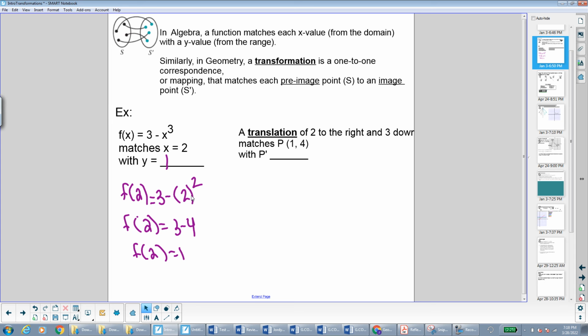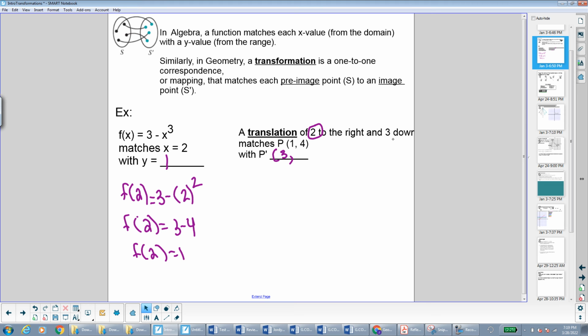Similarly, with our transformation, we can find the image point that corresponds to the pre-image that's given. So here we have a translation of 2 to the right and 3 down, and we need to find what the image of the point (1, 4) would be. 2 to the right means we're adding 2 to the x-coordinate because we're moving 2 more towards the positive numbers. So 1 plus 2 would give us 3 for our new x-coordinate, our image x-coordinate.